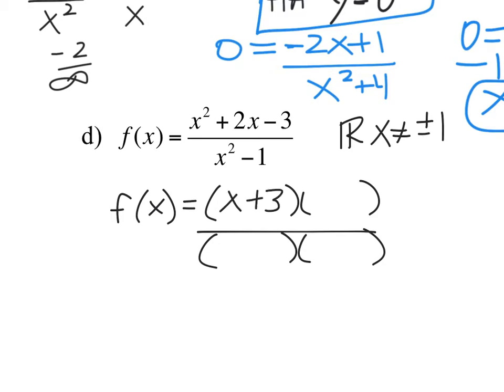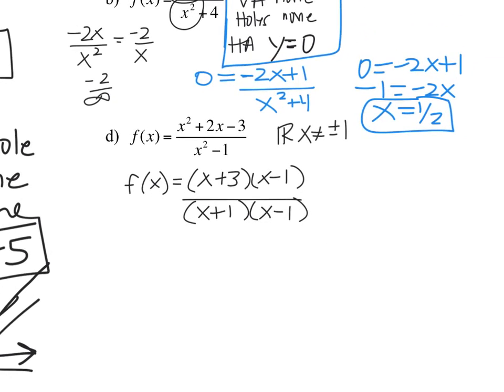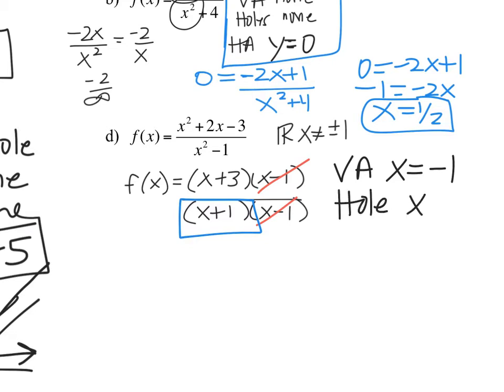Positive 3 and negative 1. And then the bottom factors as x plus 1, x minus 1. Okay, so let's talk about all the stuff. My vertical asymptote, there's only going to be one because this one ends up being a hole in the graph, the x minus 1 and the x minus 1. And so I have a vertical asymptote at x equals negative 1. That comes from this right here. There's a vertical asymptote at negative 1. There is a hole in the graph at x equals positive 1.